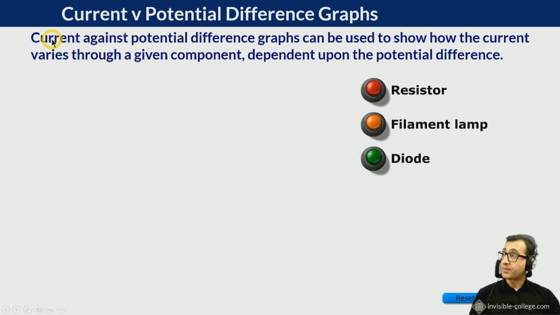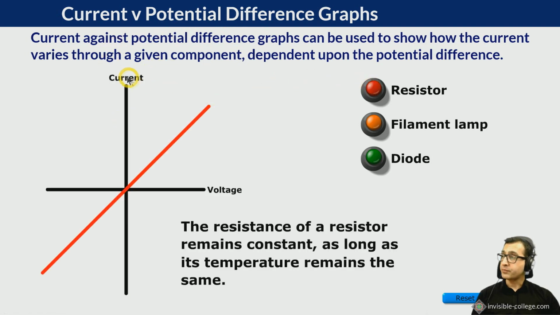Whenever you see this kind of phrasing, X or Y versus X, Y against X graphs, Y always goes on the vertical axis, X always goes on the horizontal axis. So current against potential difference graphs, you always have current on the vertical axis, voltage on the horizontal axis. So these types of graphs will show you what happens to the current when you vary the voltage.